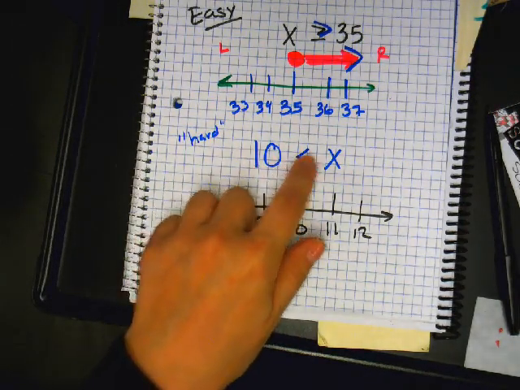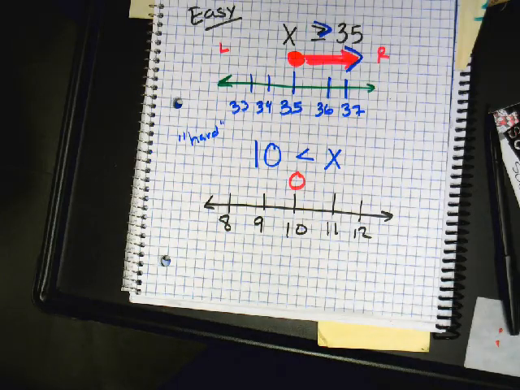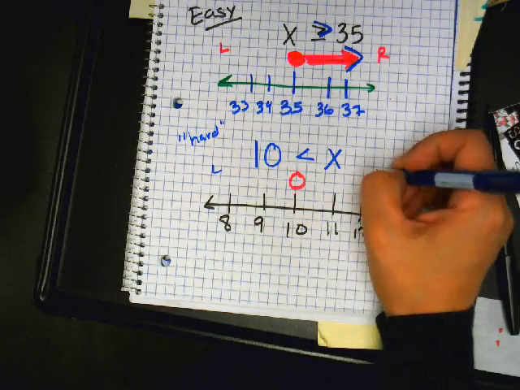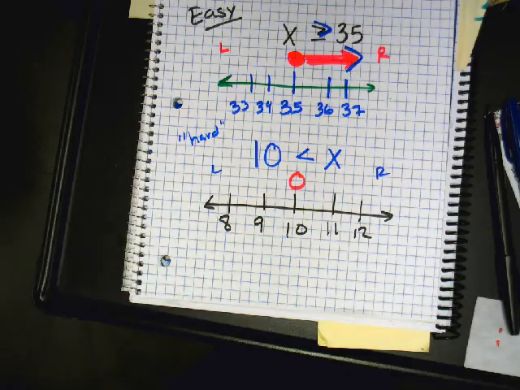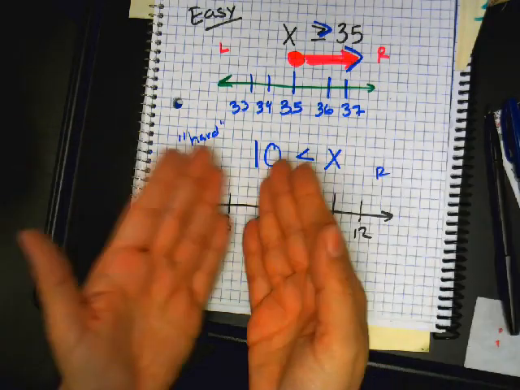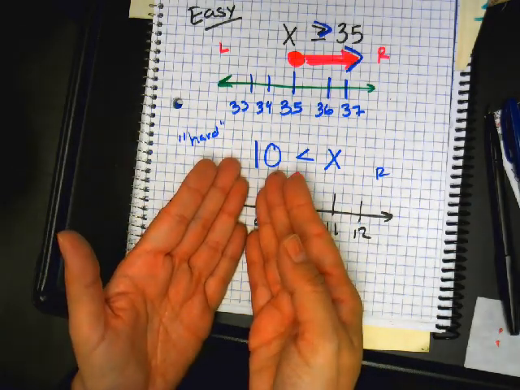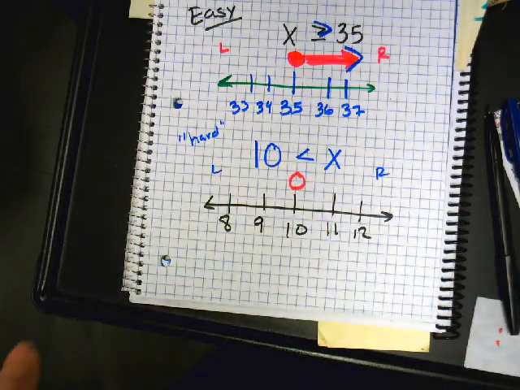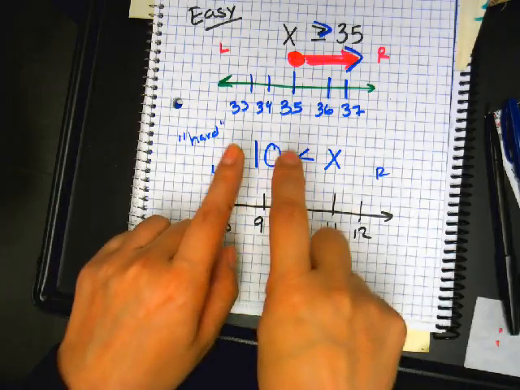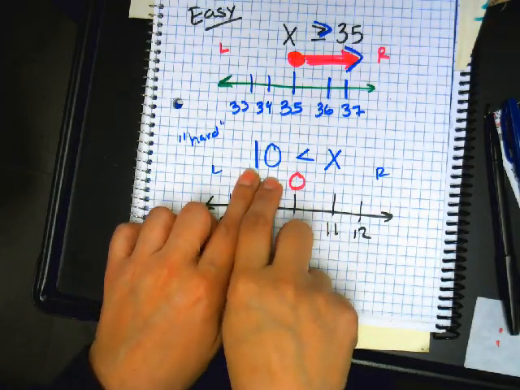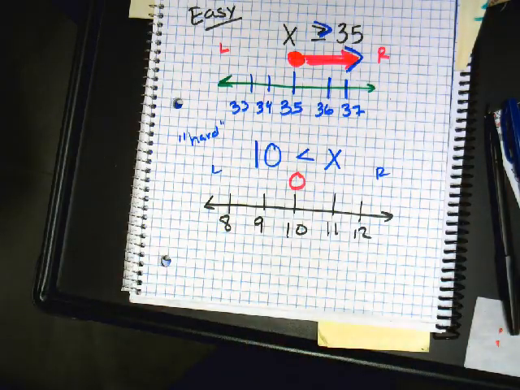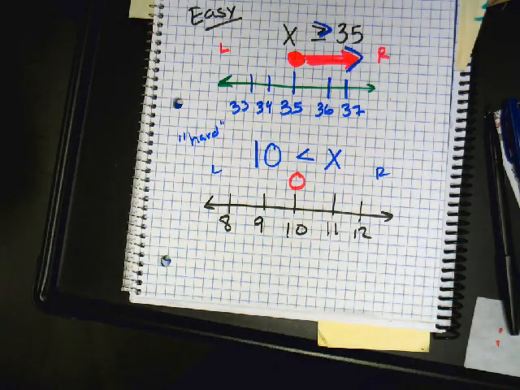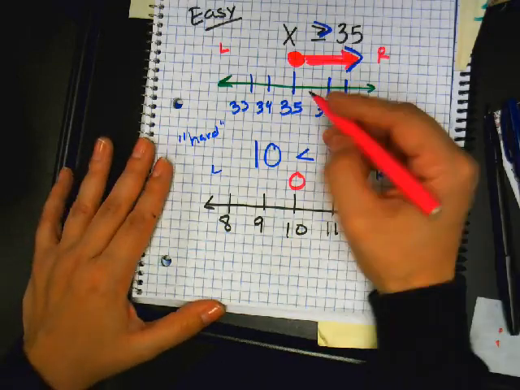10 is less than x. Which way am I going to shade, the left or the right? It would be the left if the x came first. But the x did not come first. So it has to go backwards. If the x is not first, you have to shade backwards. You have to do the opposite of this.